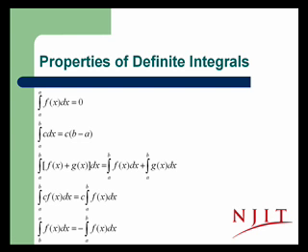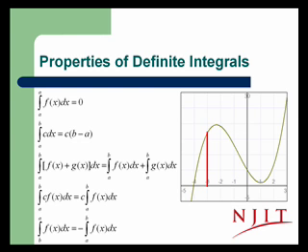Here are some of the properties of definite integrals. We consider the integral from a to a of f of x dx. That's going to be 0. So for example, here we have a curve and we take the integral from -3 to -3. Well, the width of that region is 0. So you have 0 times the height gives you 0.